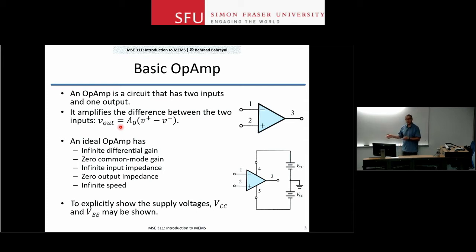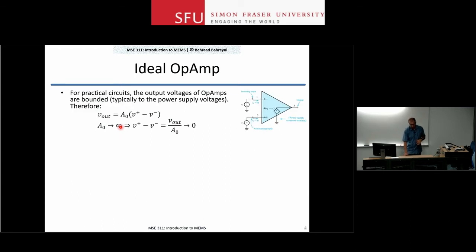Sometimes you use ground as your negative supply, which is perfectly fine in single supply operations. In most situations, you have a positive and a negative supply if you can afford it, right? So, okay, that's the definition. Now, let's see what the implications are of assuming that we have an ideal op-amp.